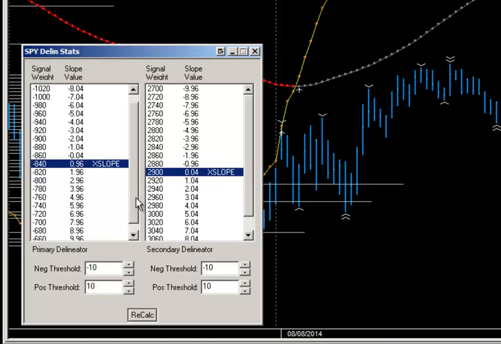And in the case of the 5-minute, for our slope of the delineator, which is currently 124, for it to drop to 0 and then to minus 0.01, signal weight during the current bar would have to drop to minus 860. We see here at minus 840 the slope would be 0.96, which is still positive. And at minus 860, the value of the slope would be fractionally negative, but that's where the slope change is, when the value of the slope goes from a positive number to a negative number.